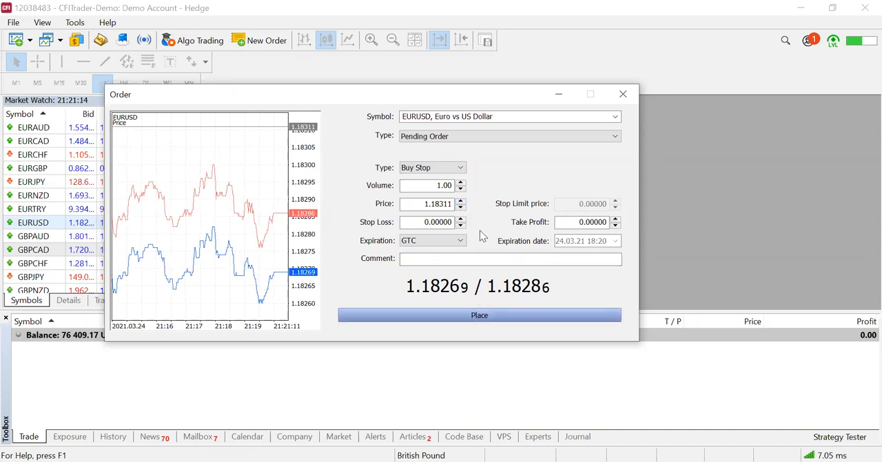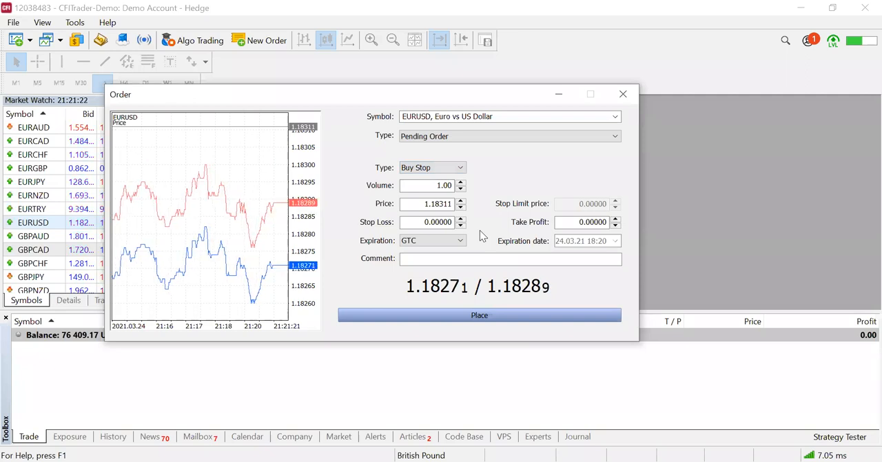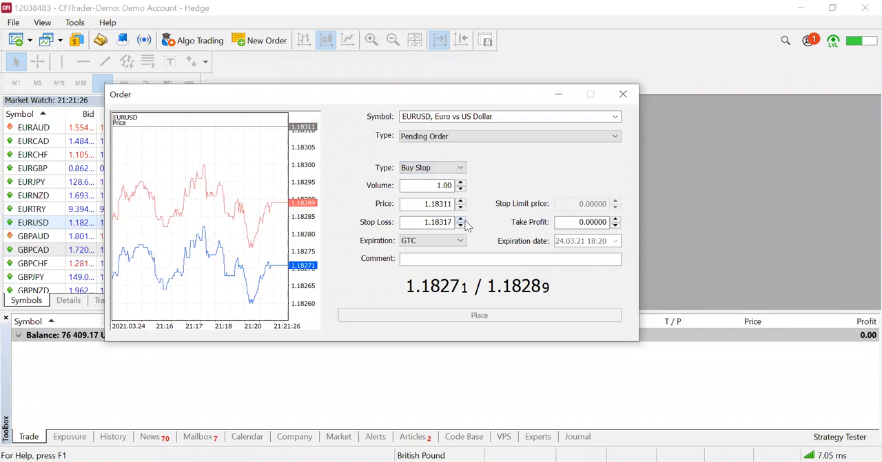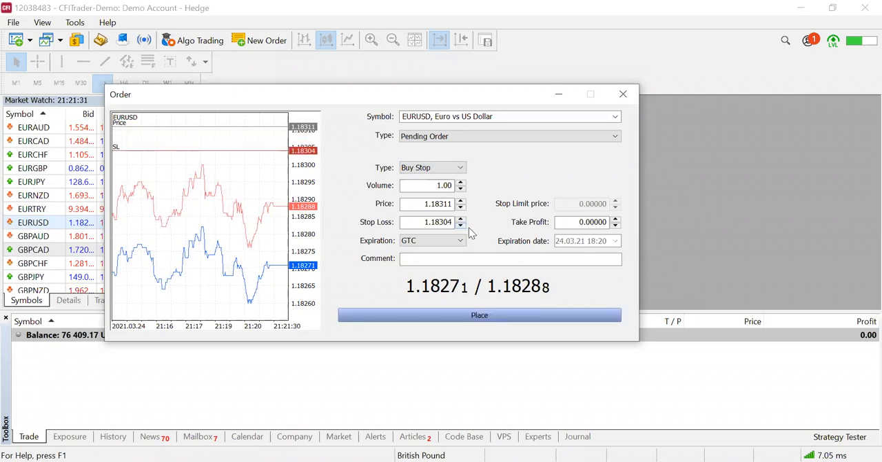You can also put your stop loss. Here the stop loss has to be below the buy stop order price, okay? Because if you put it above, like if we do here in this case, as you can see, you won't be able to place the trade. So just make sure your stop loss is below the buy stop order price. Same thing as before, you leave it as GTC, then you just place your order.